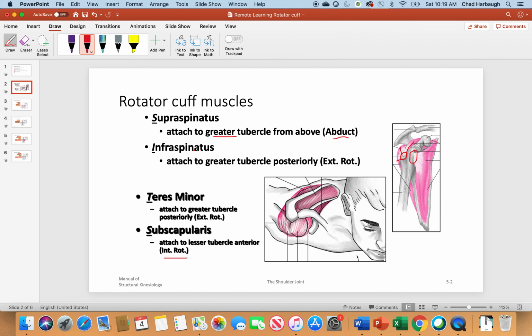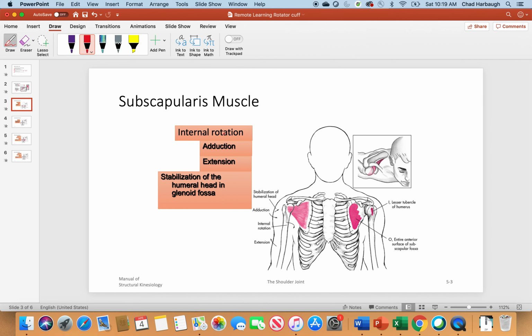The main job of all rotator cuff musculature is stabilization of the humeral head. Most often, the stabilization of the humeral head is from 0 to 90 degrees. So lining up the head of the humerus with the glenoid fossa is the most important aspect when we look at any movements from 0 to 90 degrees.